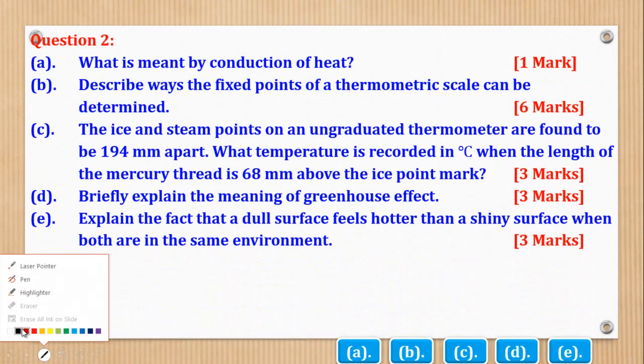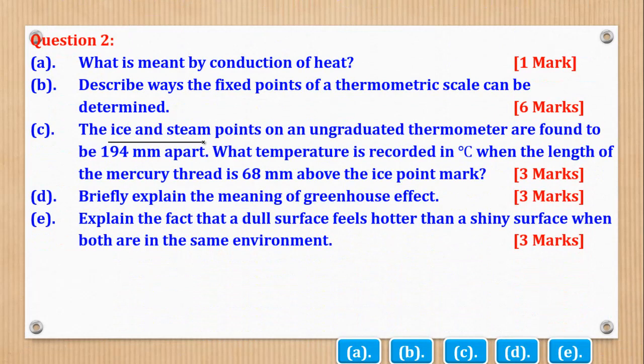Then part C says the ice and steam points on an ungraduated thermometer are found to be 194 millimeters apart. What temperature is recorded in degrees Celsius when the length of the mercury thread is 68 millimeters above the ice point mark?